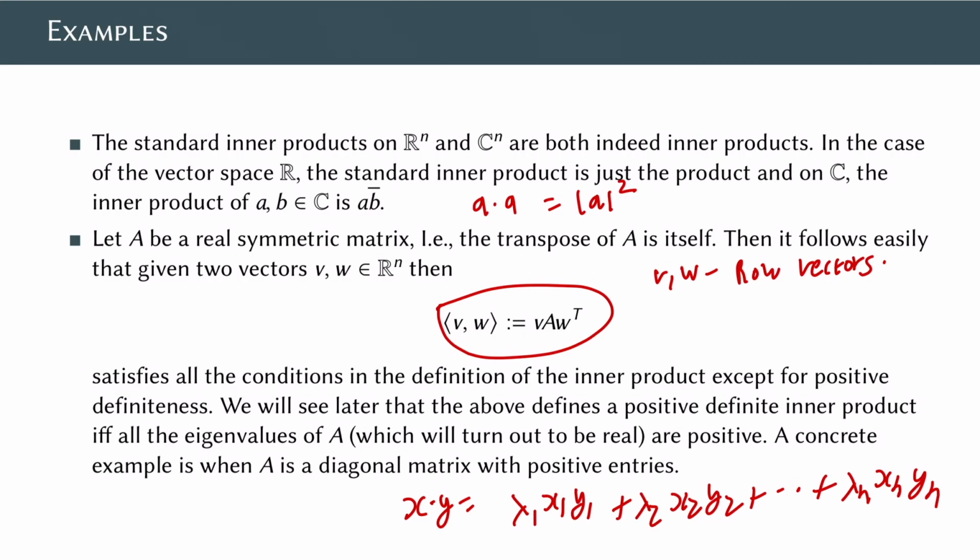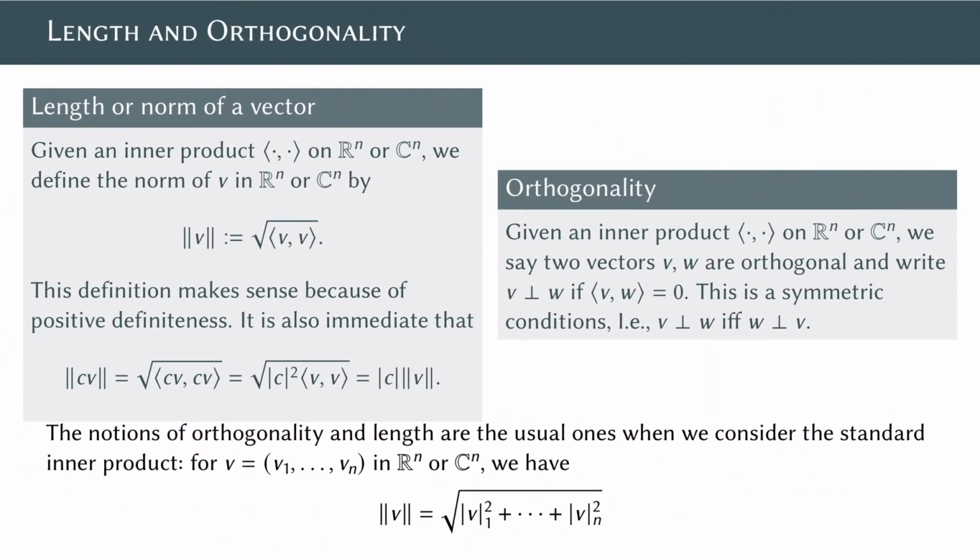Okay, now we come to the geometry part. I had mentioned that inner product spaces allow you to study geometry on vector spaces. So we will consider an inner product on Rn or Cn, and using this inner product we are going to define the norm of a vector v in Rn or Cn. The norm is nothing but the length of that vector, and this is defined using this formula.